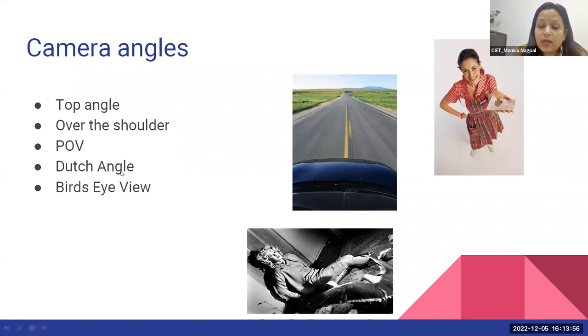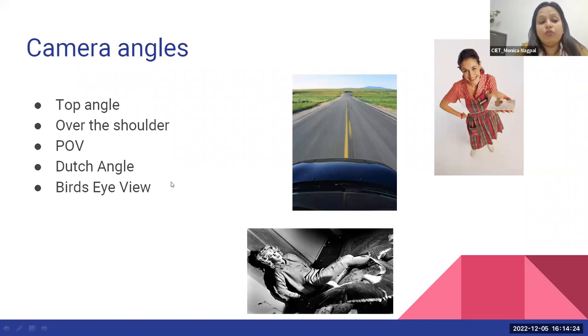Then there is the Dutch angle. Dutch angle means it is basically used for some strange scenes. If you want to show some kind of confusion or some kind of tension in the scene, this angle can be chosen. Here you can see a lot of elements are visible, and a lot of tension is also there, but there is no clarity. So this kind of confusion can be shown through the Dutch angle.